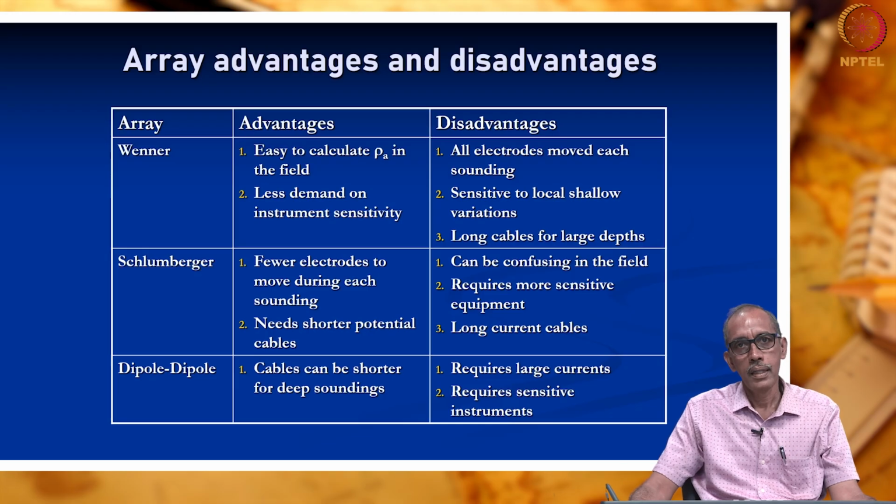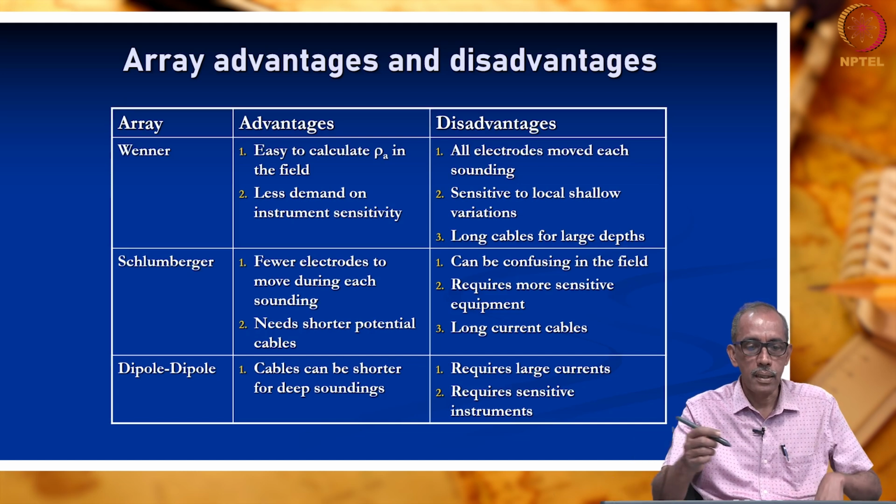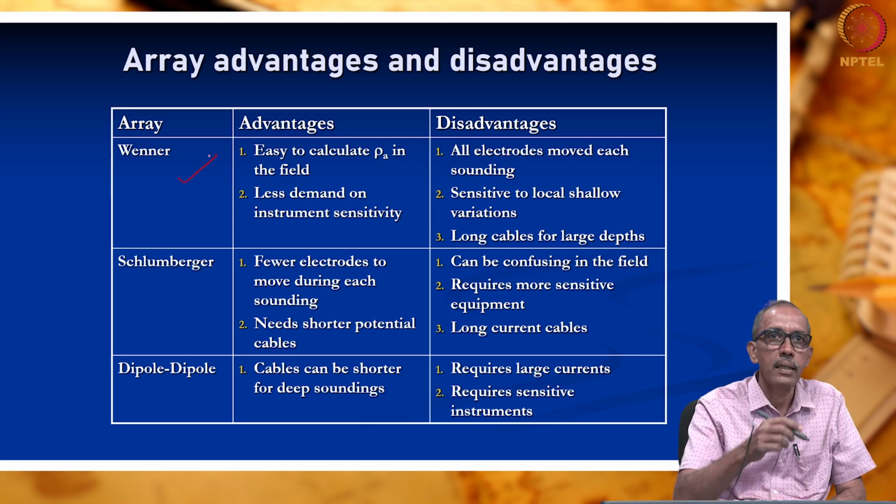Hello everyone. In the last lecture, we had looked into different methods of arrangement of electrodes for carrying out resistivity survey. Here is a comparison showing you the advantages and disadvantages of the methods which we have seen in the previous lecture. Right. So, if you look at the first case, that is the Wenner method, right?